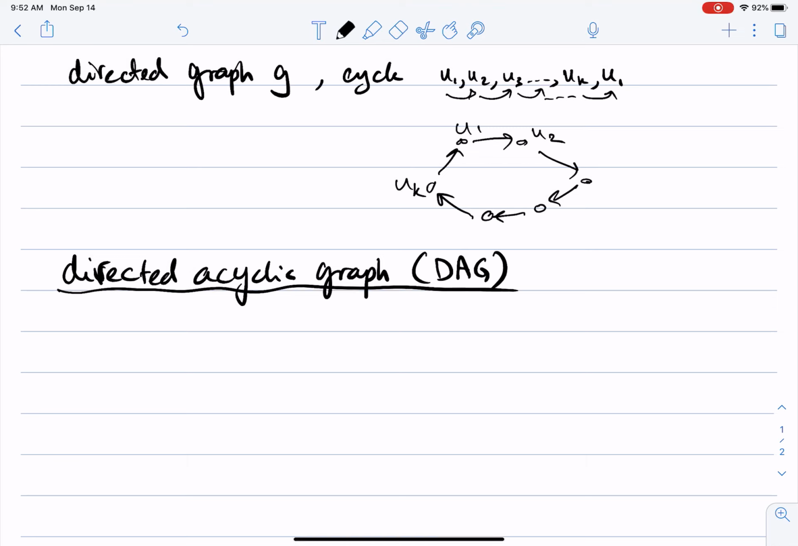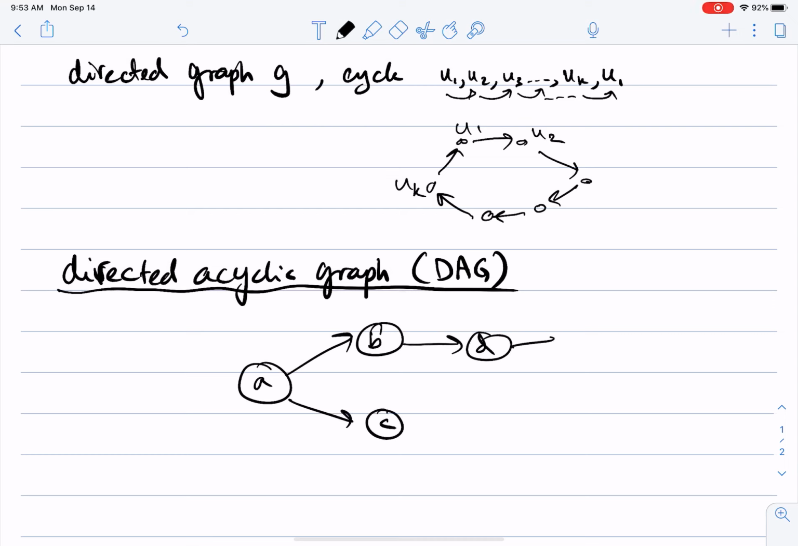This is a very, very important structure. If I want to give an example of a directed acyclic graph, I can draw something like this: A, B, C, D, E, C to E, and let's say F here, something like that. So this is a directed acyclic graph. If you look at it, it is directed, and there is no cycle in it.